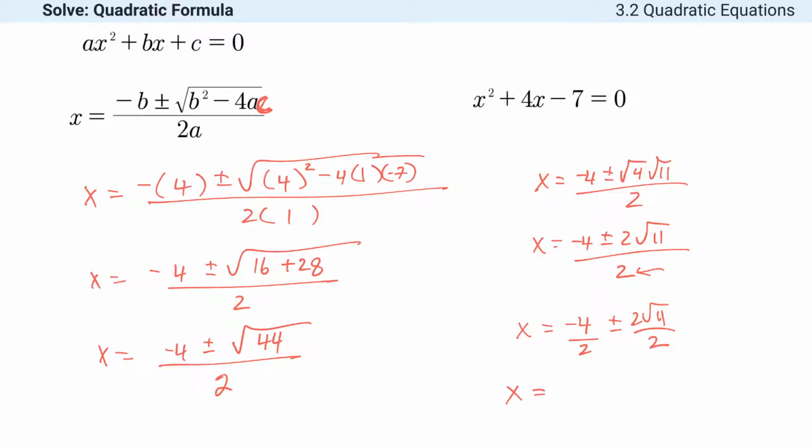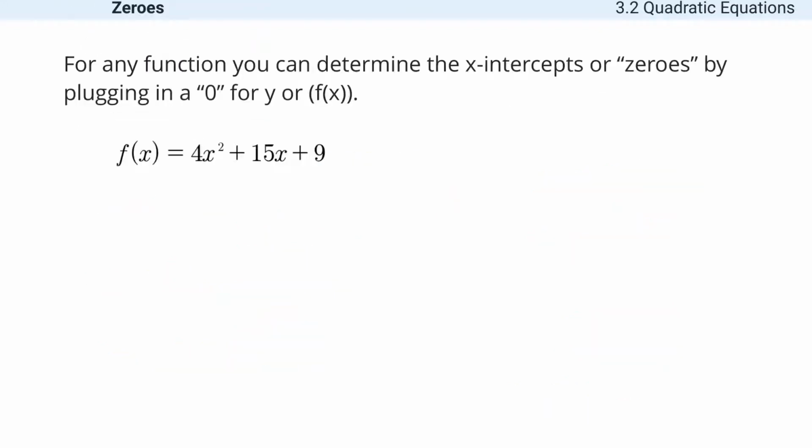And then I can simplify each of those. Negative 4 divided by 2 is negative 2. Plus or minus, these 2's would cancel, so it'd be root 11. So my two answers are minus 2 plus root 11 and minus 2 minus root 11. Okay, so that's some good practice with the quadratic formula.